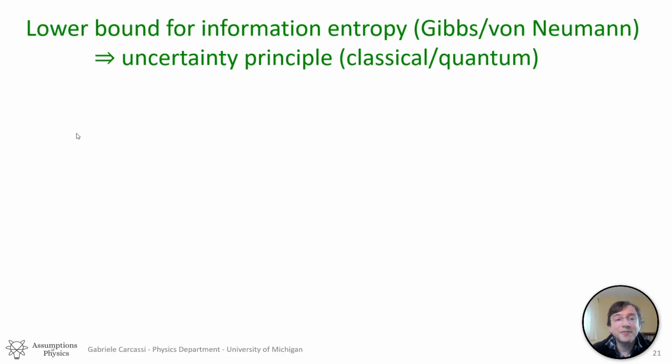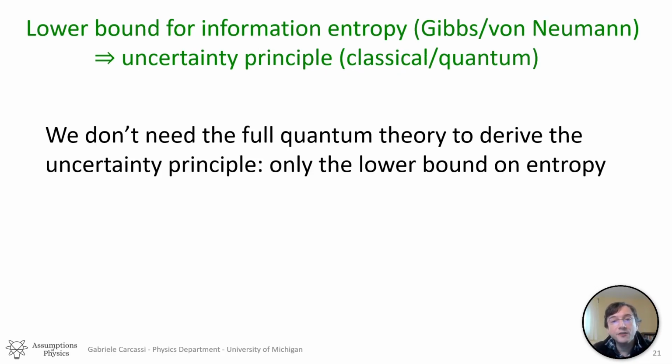And so we see that the lower bound for the information entropy, Gibbs or von Neumann, both in classical and quantum, leads to an uncertainty principle, both in classical and quantum mechanics. So we don't need the full quantum theory to derive the uncertainty principle. We only need the lower bound on entropy. And this is a much more precise condition, and we can actually understand this a little bit better.